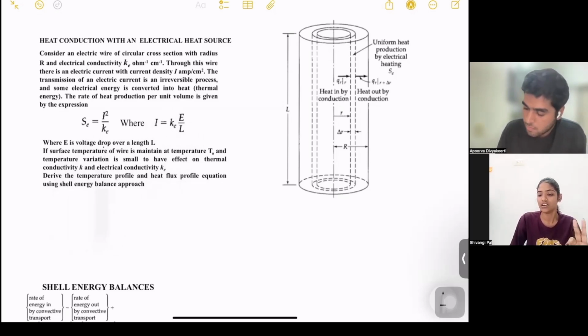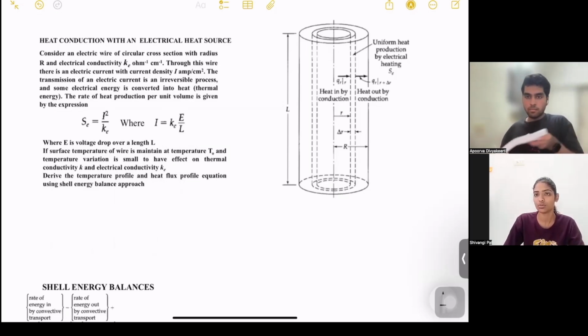Now, if the surface temperature of the wire is maintained at temperature T naught and the temperature variation is too small to have an effect on thermal conductivity K and electrical conductivity Ke, we now need to derive the temperature profile and heat flux profile equation using the shell energy balance approach. So this is our question.